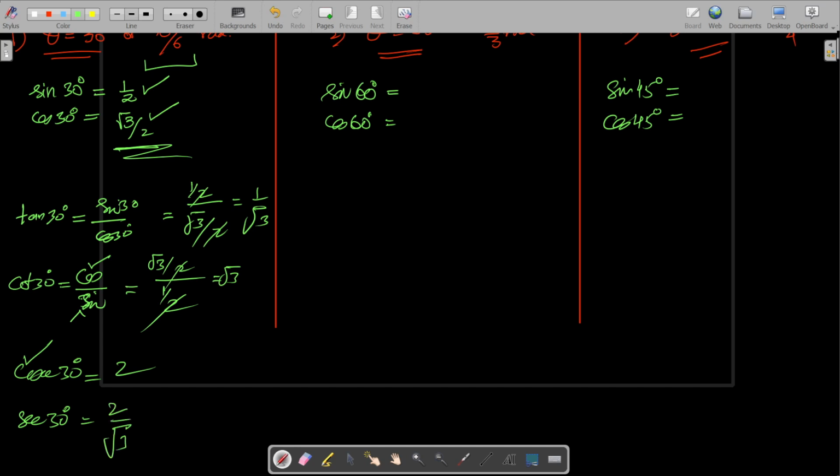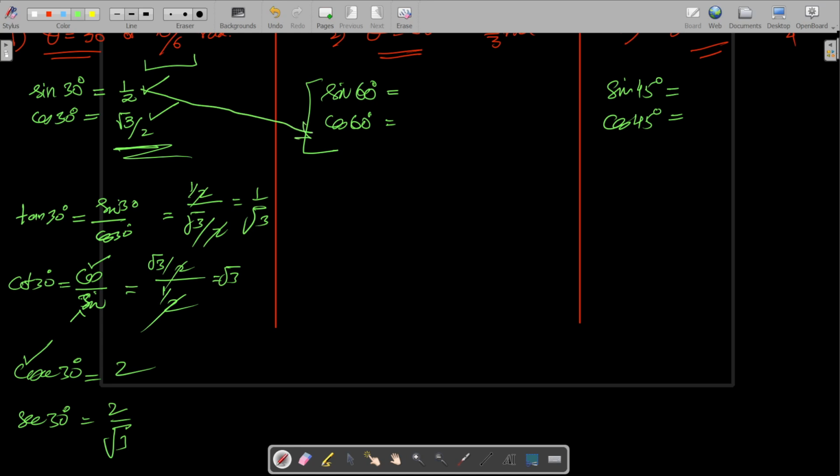Believe me, this method is universal and it applies to all the quadrantal angles as well: 0 degrees, 90 degrees, 180 degrees, 270 degrees. In the next video, inshallah, we will learn how to memorize the values of the trigonometric functions for all these quadrantal angles. Similarly, if you don't know the values for 60 degrees, you just have to shuffle these values.